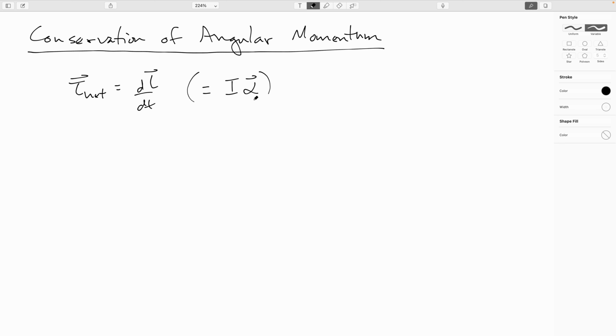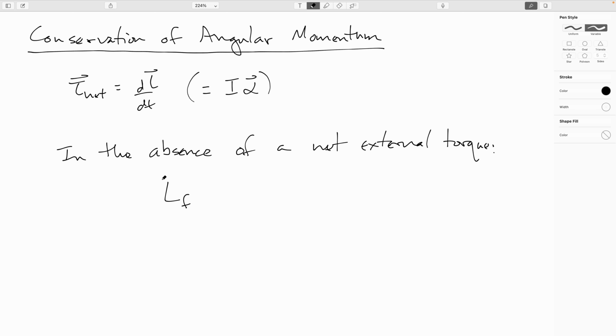So now let's think about the situation where there is no net torque. In the absence of a net external torque, if the net torque is zero, that means dL/dt is zero. That means L isn't changing. So the final angular momentum has to equal the initial for some process.